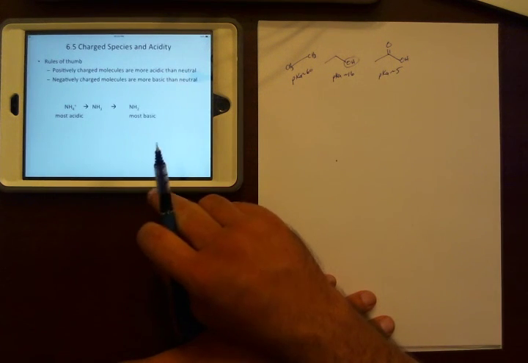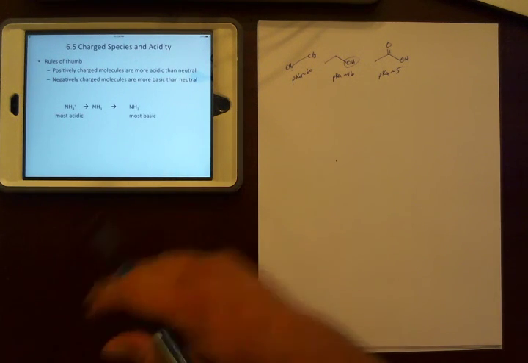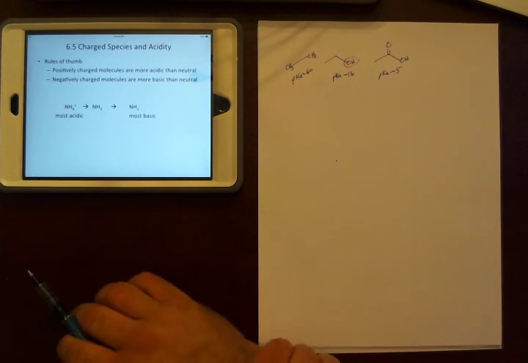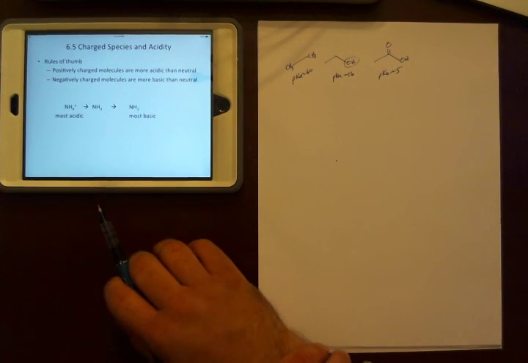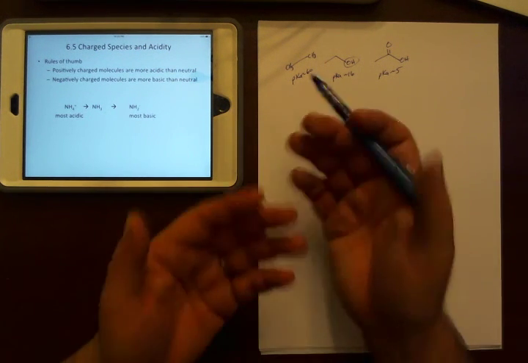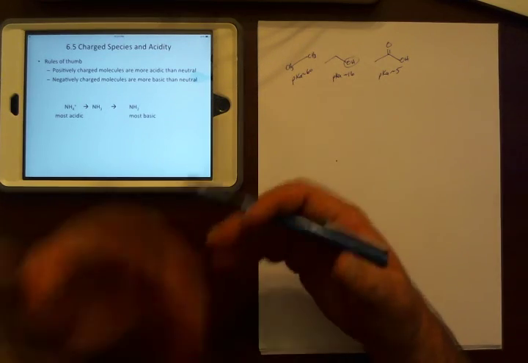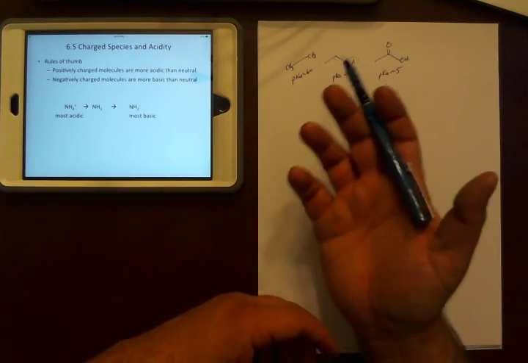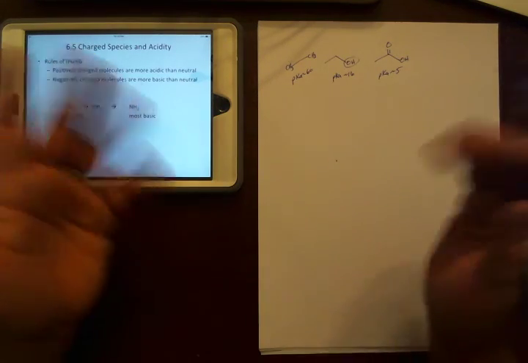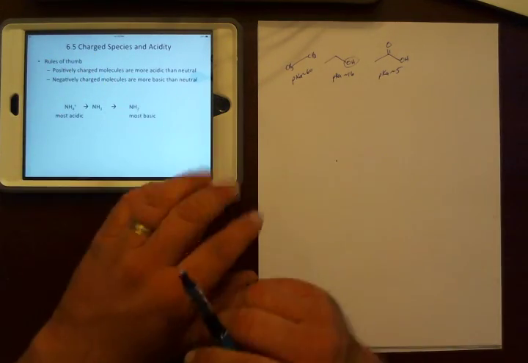Typically, positively charged things are going to be acidic, while negatively charged things are going to be basic. Not always, but that's a fairly decent rule of thumb. If you're comparing 2 like molecules, one positively charged and one negatively charged, the positively charged one is going to be acidic, the negatively charged one is going to be basic. That's a pretty good rule of thumb.